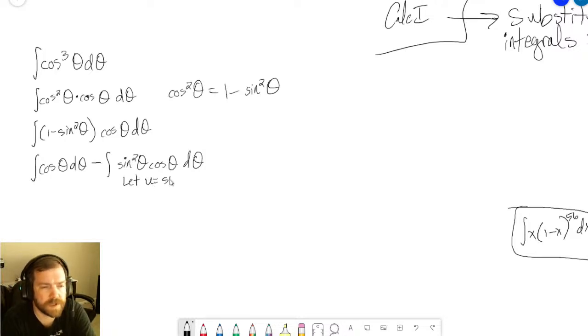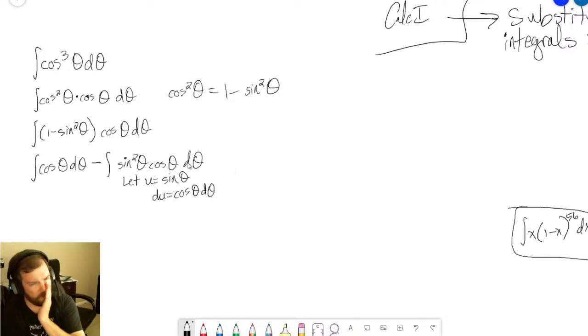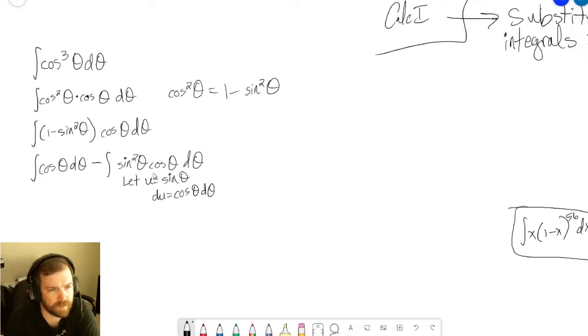Let u be the sine of theta. So du is going to be equal to the cosine of theta d theta. We have cosine of theta d theta exactly, so that's just du. And then here we let u be equal to the sine of theta. So here this is the sine squared of theta. This is u squared.